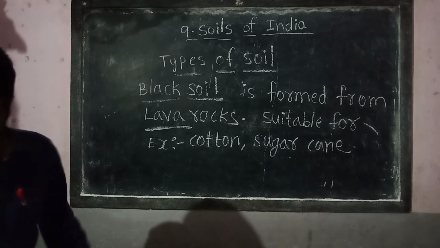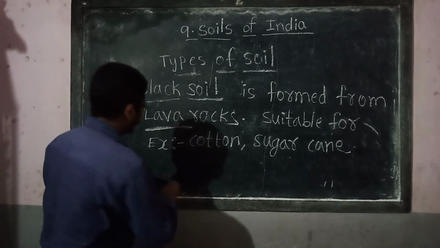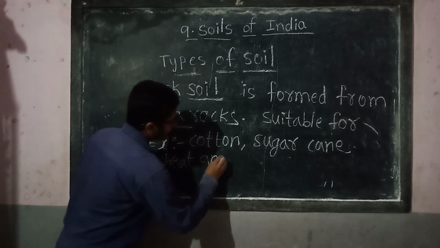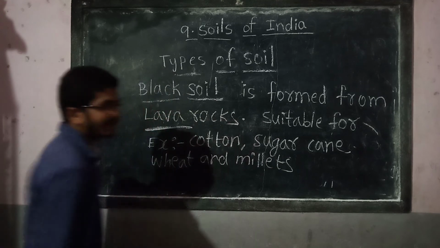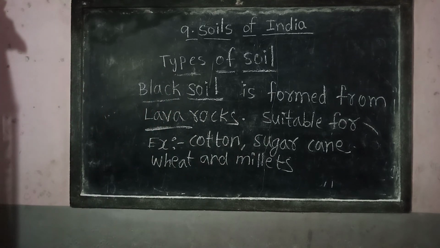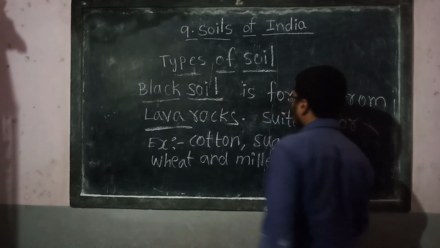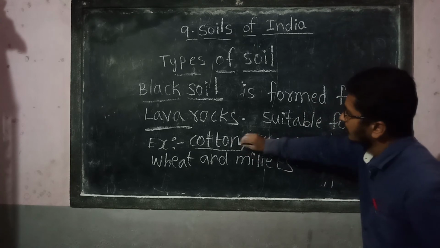What types of crops in this soil? Cotton, sugarcane, wheat and millets. Millets means some pulses. Clear? It is also called black cotton soil. So here mostly cotton is found. Cotton is very suitable in this soil.